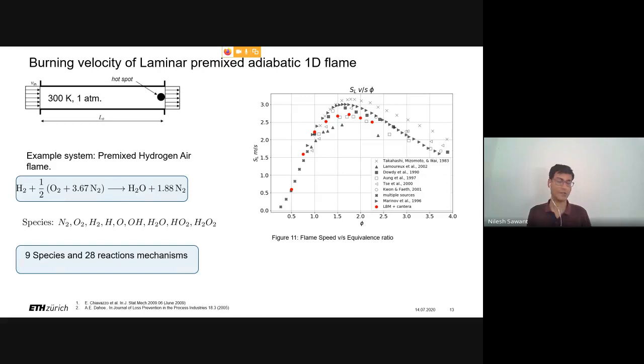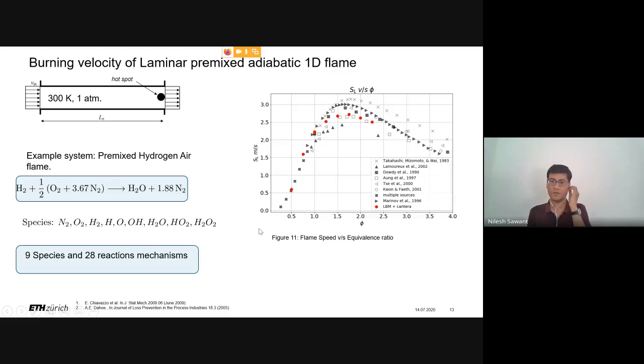What we have done is we consider the full model with 9 species and 28 chemical reactions. So we have coupled it with Cantera. We have all these 9 species, and then what we do is we pump in air at some temperature and one atmospheric pressure, and we burn it at the outlet. And whatever flame propagates upstream, we measure the speed of that flame.